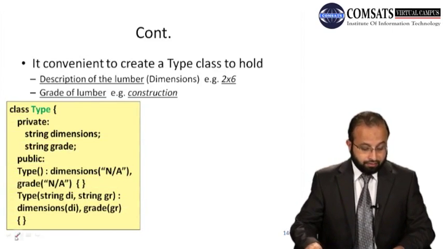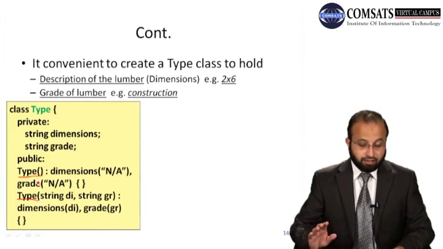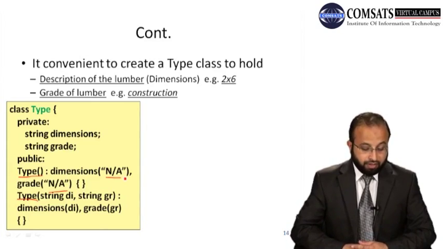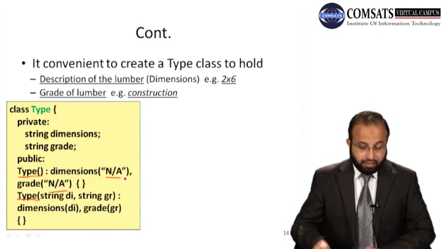Then we have a constructor. So this is constructor 1, the default constructor, that initializes the private fields of that class with some initial value. So in dimensions we wrote na, and in grade we also wrote na. Then type has a 2 argument constructor. So we are passing one string, that is dimension, and the other string is the grade, gr. And then we are initializing the dimension with di, and initializing grade with gr, right?